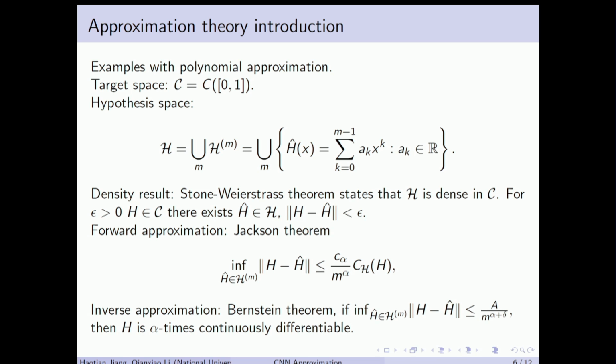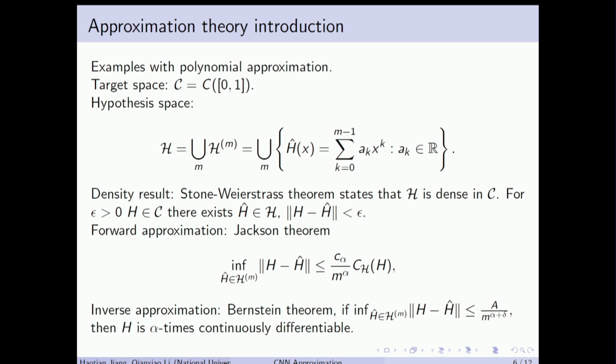And next, even though we have the density result here, we do not know the approximation quality. For example, given two different targets, how do we know which one is easy to approximate and which one is difficult to approximate? So this comes to the forward approximation, which is the Jackson theorem.